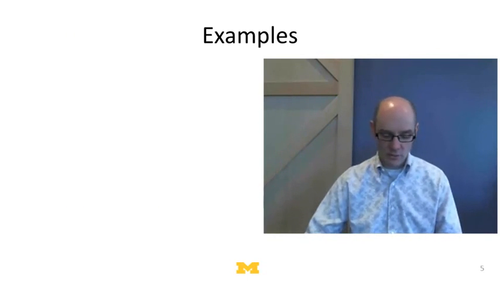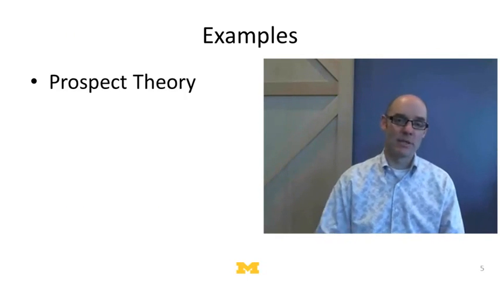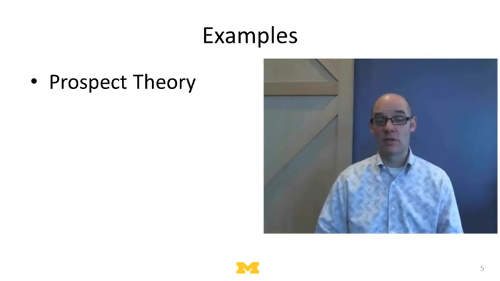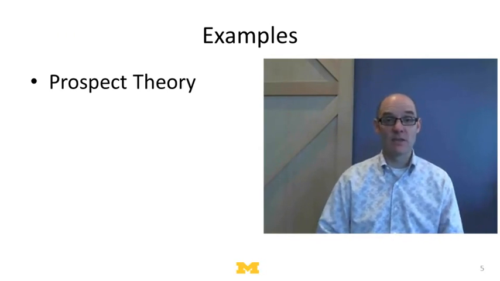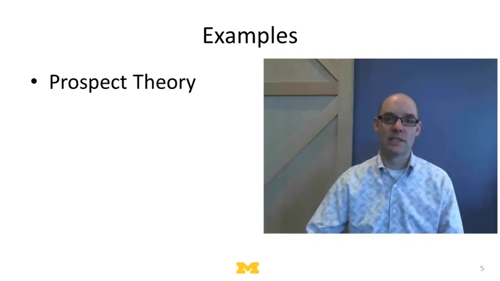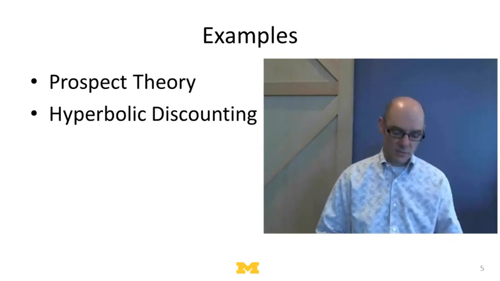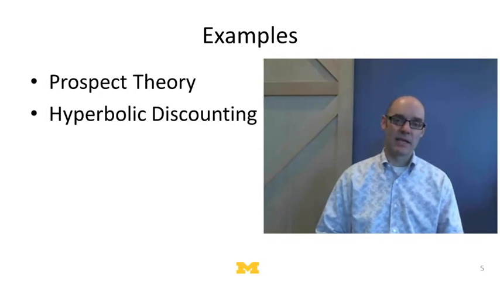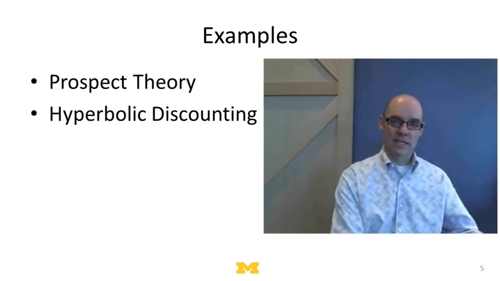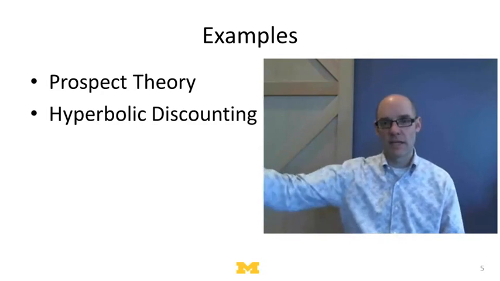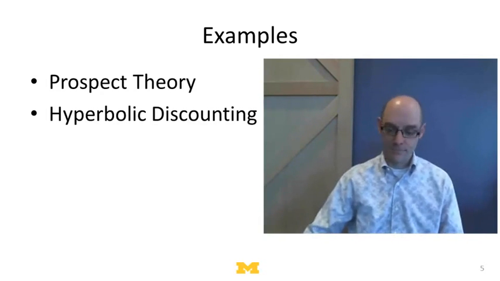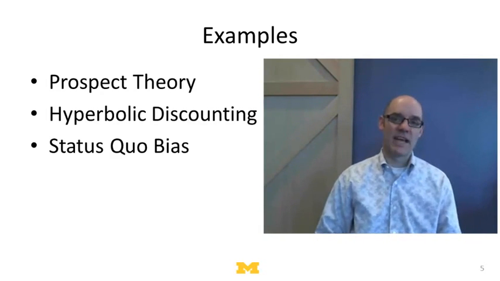Okay, so what are we going to do? We're going to do 4 examples. I'm going to take 4 particular types of biases that are well documented. First one is something called prospect theory. And this is the idea that we look at gains and losses a little bit differently. Second one, something called hyperbolic discounting. This deals with how much we discount the future and how that changes depending on how far in the future it is. Third, we get something called the status quo bias.